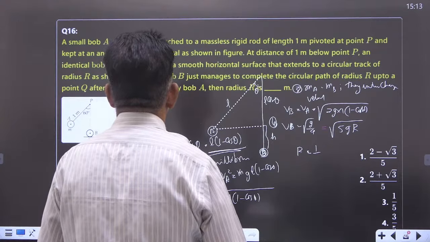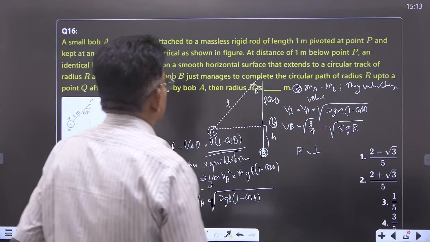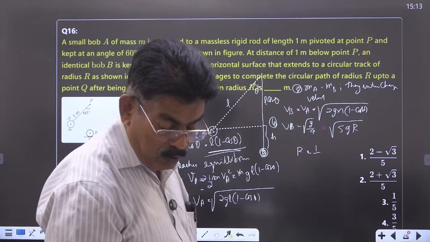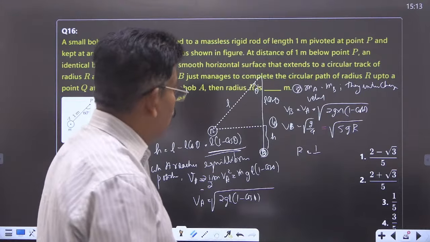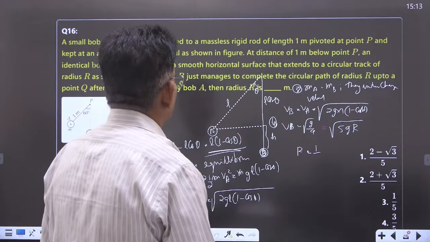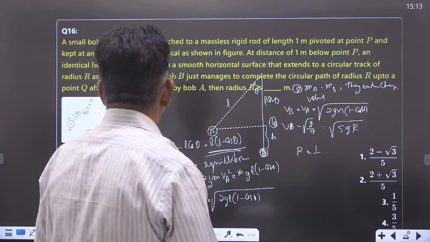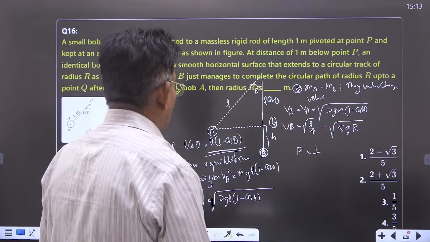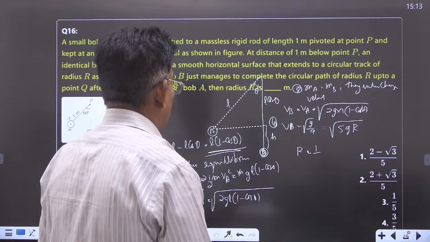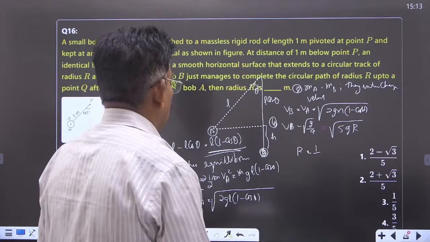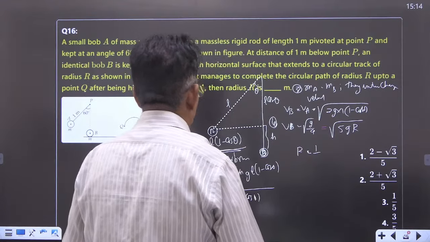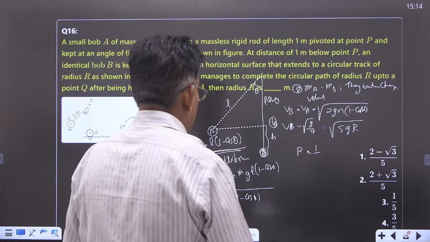Track of radius R as shown in the figure. Okay, we'll do it later. I got the correct answer, then where the problem came, I don't know. We just managed to complete a circular path of radius up to the point Q, so velocity at the bottommost point should be root of 5GR. We got root of G by 4. It removed the root, then 4, 1 by 20. I got 1 by 5. R's value is 1 by 5.